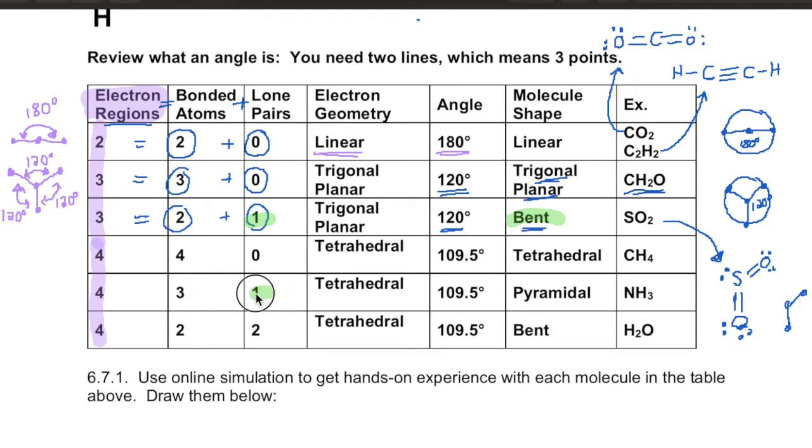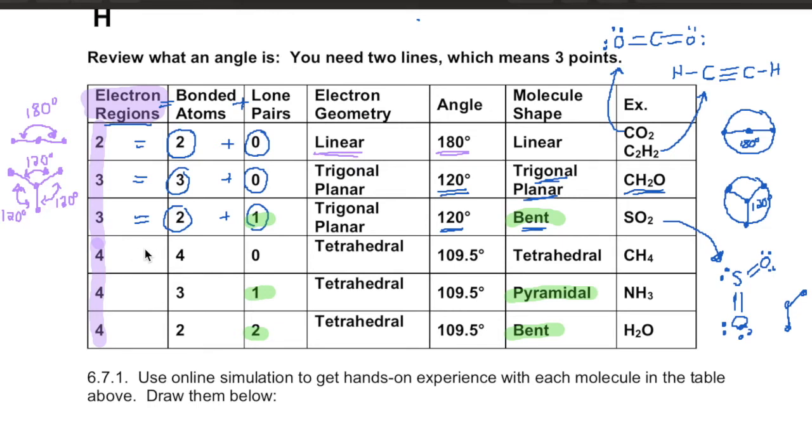This happens over here as well. Whenever you have one of your electron regions being a lone pair, then the shape will have a different name from the electron geometry. If everything is an atom, then the name of the electron geometry and the name of the shape will be the same. But when you have some lone pairs, that's when you have a new name for the shape, because it just looks a little bit different than having something where all of the regions are atoms.